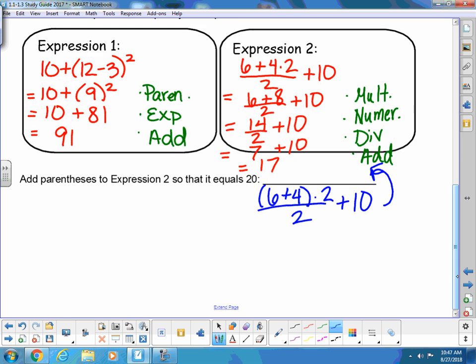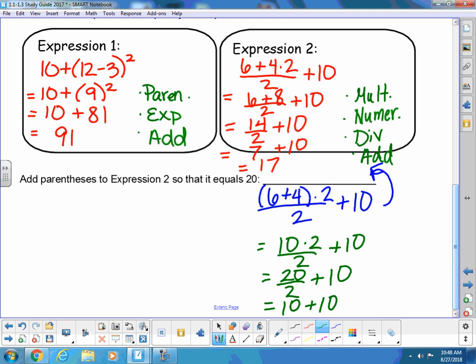Now, if you want to see why that works, 6 plus 4 you would simplify first. That would be 10, because that's my parentheses. Then 10 times 2 gives you 20. 20 divided by 2 gives you 10. Plus 10 makes the final answer 20. But again, this is the answer that I was looking for: where can you put the parentheses so that it will equal 20, and then what you see below is just kind of a check that that works.